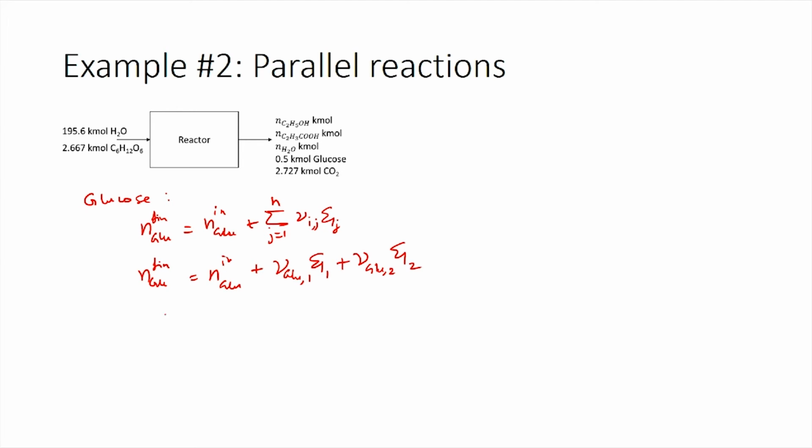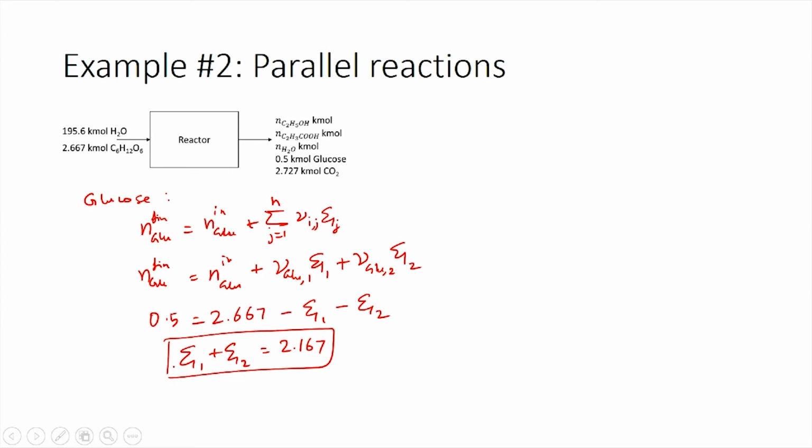Taking that into account, the balance equation would look like 0.5 equals 2.667 minus extent of reaction for reaction 1 and extent of second reaction, giving you the summation of the extent of reactions as 2.167. So, this is one equation. Similarly, we can write a balance equation for carbon dioxide. Carbon dioxide takes part only in the first reaction. There is no carbon dioxide involved in the second reaction. For this reason, the equation becomes simpler.